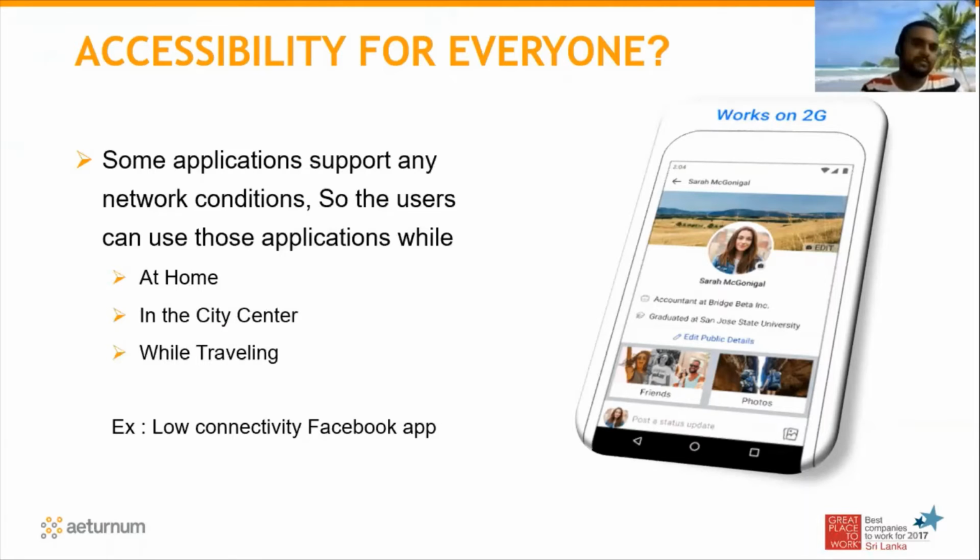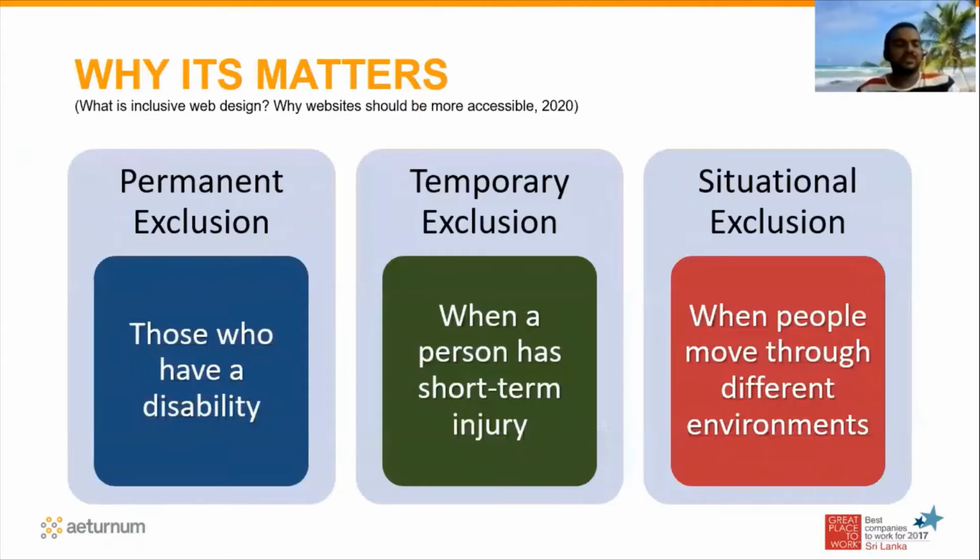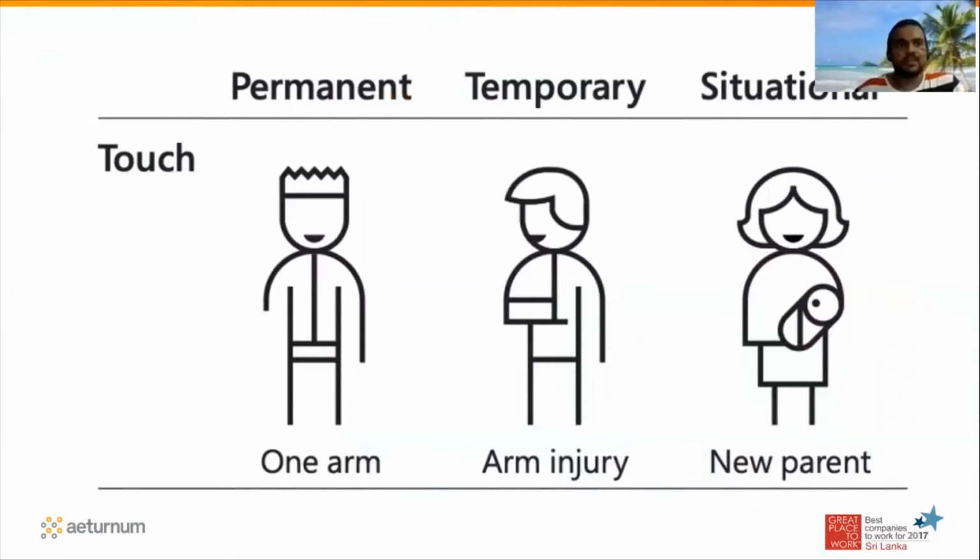Let's move forward. So why does it matter? As I mentioned earlier, there is permanent exclusion, for those who have a disability; temporary exclusion, when a person has a short-term injury; and situational exclusion, when people move into different environments, right? I added some images to give you a clear idea of permanent, temporary, and situational across the types of disabilities. Touch: one arm, injury, and new parent. We discussed this earlier on.